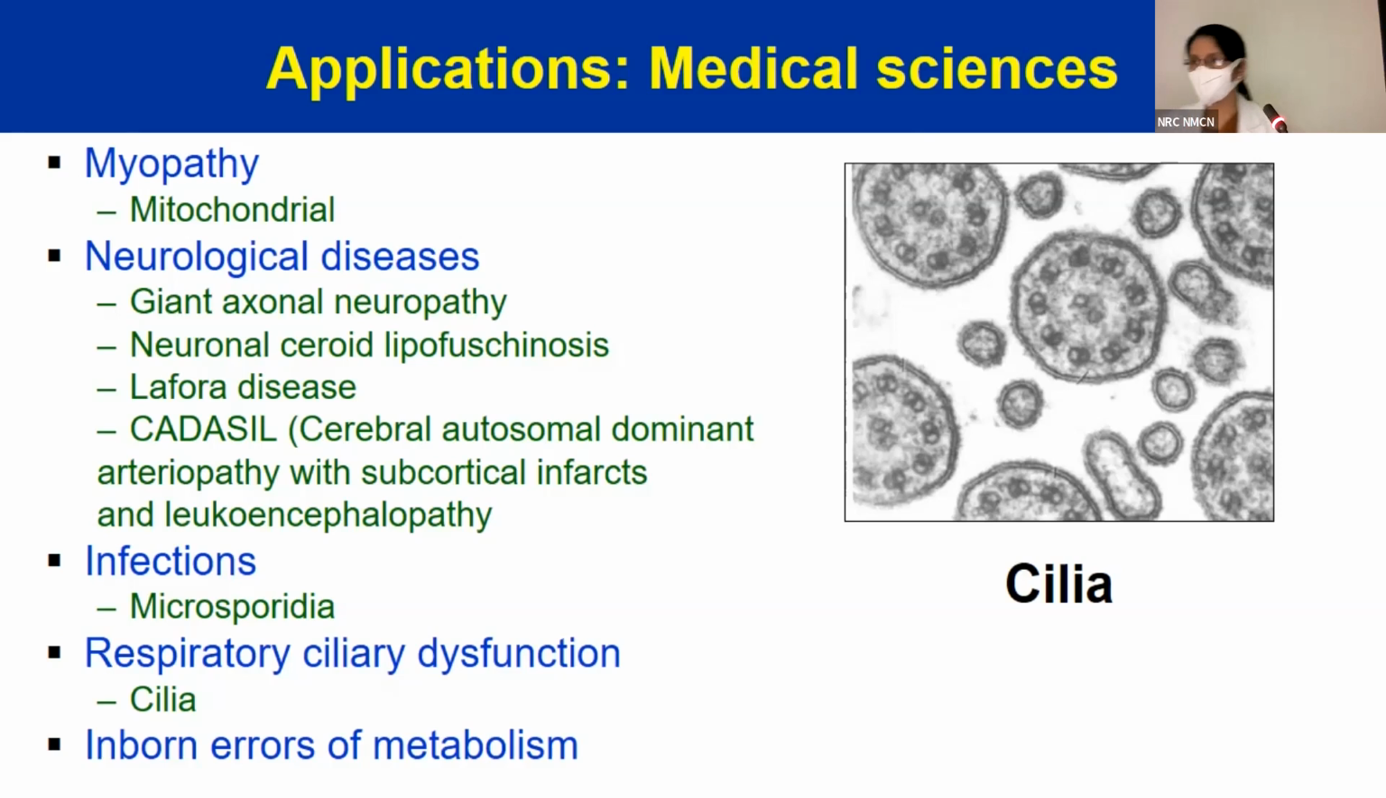For cilia, it is still being used to look at these dynein arms. You remember your biology classes. So you can look at cilia, especially in respiratory ciliary dysfunction and even in patients with infertility, where you want to look at the motility of the sperms.